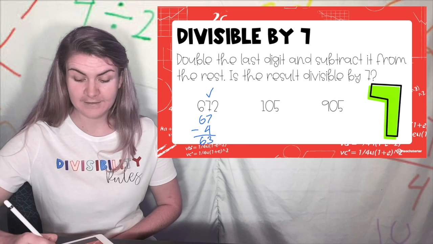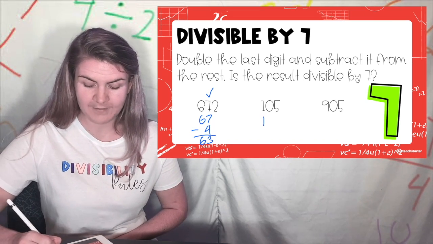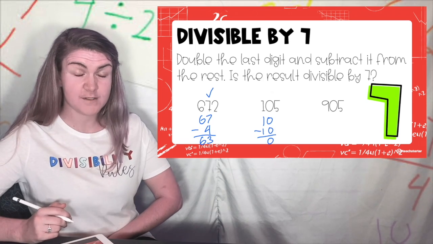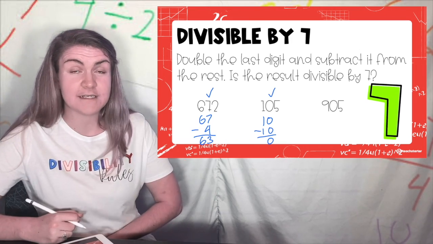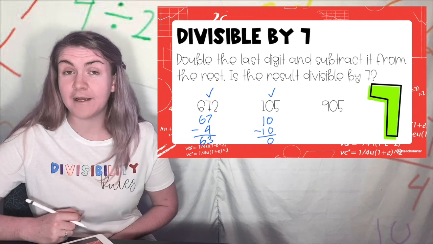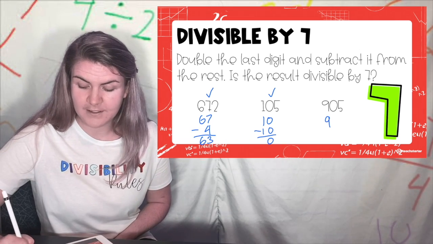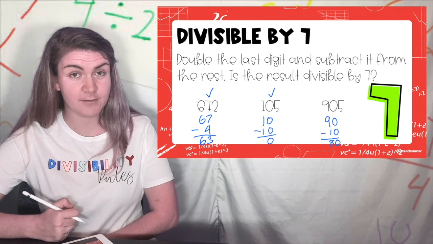So this number is divisible by 7. 105. The last digit, double it. 5 times 2 is 10. What do we have left? We have 10. 10 take 10 is 0. Is 0 divisible by 7? Well, technically, yes. So this is divisible by 7. 905. What is double 5? That's 10. What do we have left? 90. 90 take 10 is 80. Is 80 divisible by 7? No.